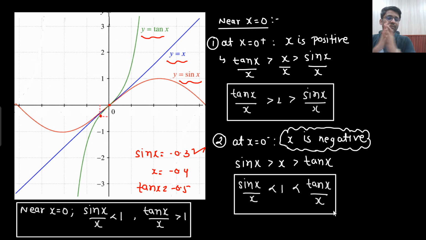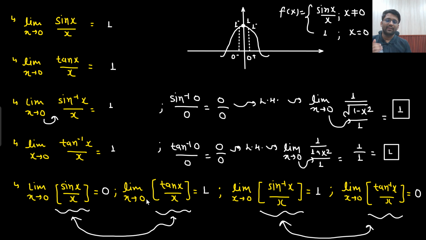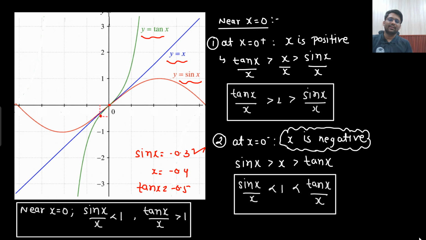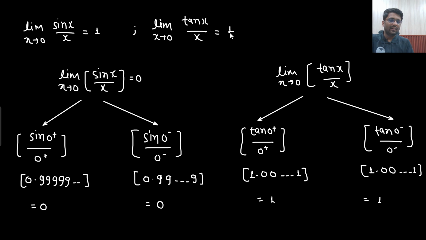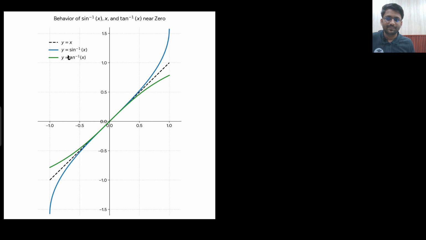So what we understood is that near 0, sin x by x is somewhat less than 1, and near 0, tan x by x is somewhat greater than 1. If we know this, then we know these answers as well. If they are asking the direct limit, that would be equated to 1. But if they are asking about the greatest integer function, then I am getting a value just lesser than 1 here, and just greater than 1 here. So this will be equated to 0, and this will be equated to 1.